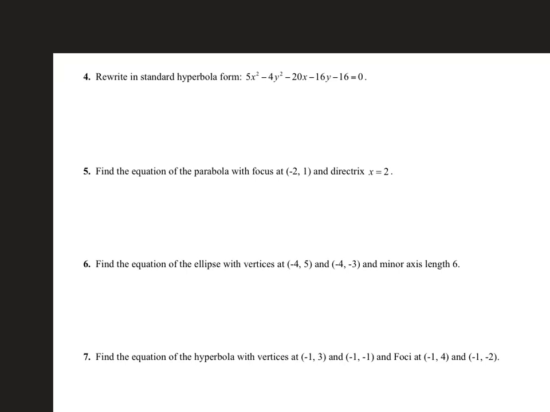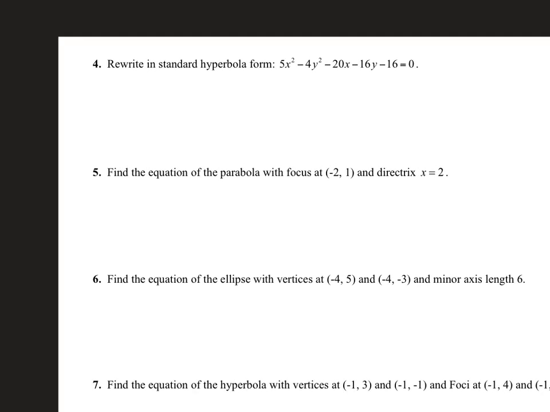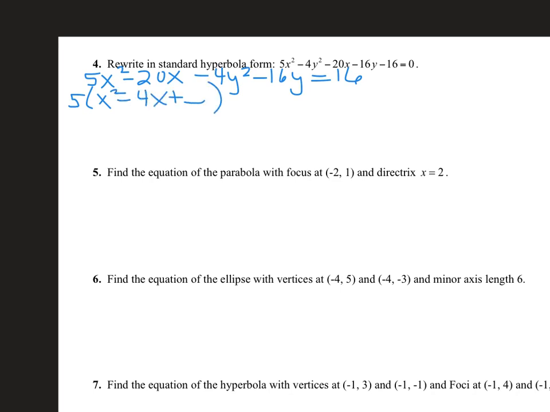All right, so here we go. We need to rewrite in standard hyperbola form, which means that we are going to complete the square twice now. Okay, so what I'm going to do is I want to get the x's together, so 5x² minus 20x, and then we'll get the y's together, minus 4y² minus 16y, and then add the 16 over to the other side. So we're ready to factor out a 5 here, leaving us with x² minus 4x plus blank. Leave yourself a blank. And then we need to factor out a -4 here, which leaves us with y² plus 4y plus blank equals 16.